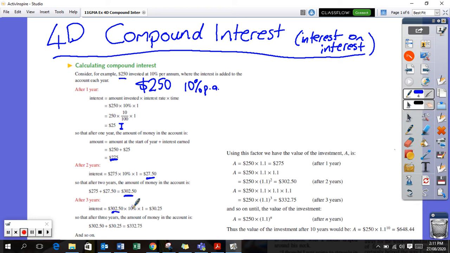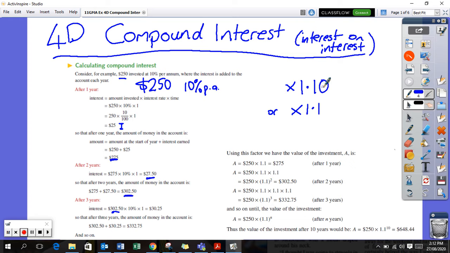So we work out 10% of that for 1 year, and we get $30.25 interest. So even more interest again. Add that to the account, and we've got $332.75 in the account, and that keeps going on forever until you stop the account or something like that. So what's actually happening here? To work out the 10% interest, 10% interest is just times 1.10, or just times 1.1. Okay, that helps you understand it.